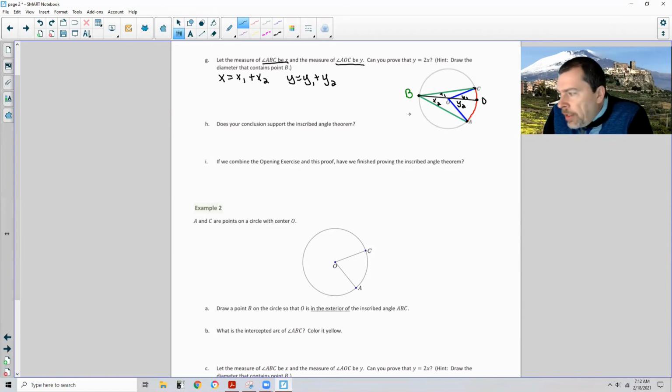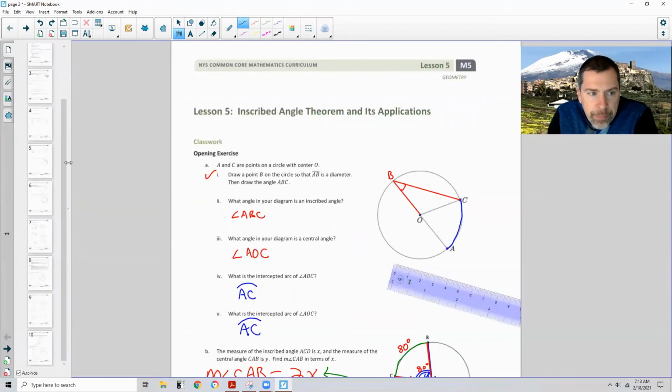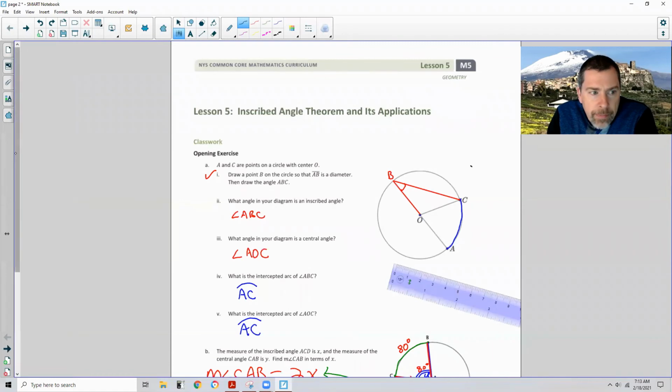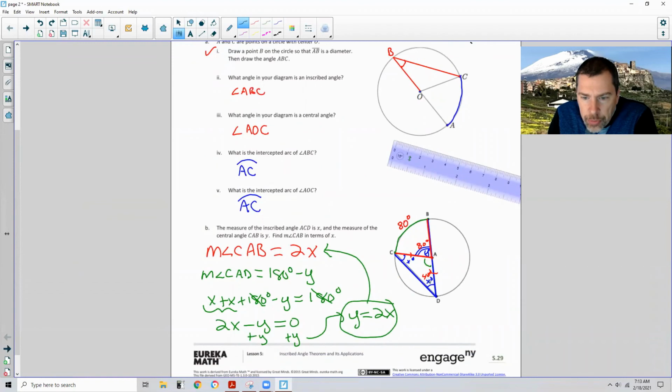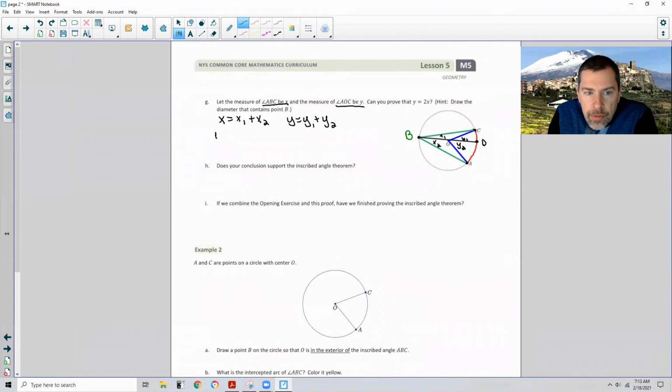All right. So by the opening exercise, let's go to it. What did we just determine in this exercise? It says in the opening exercise, what did we determine with this isosceles triangle? We determined that Y equals 2X. Okay, so by the opening exercise, what we're going to say is Y sub 1 equals 2 times X sub 1.